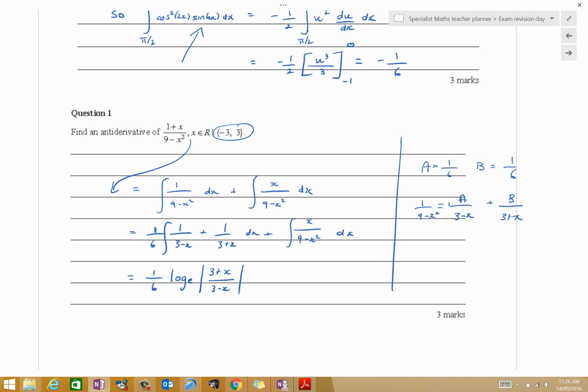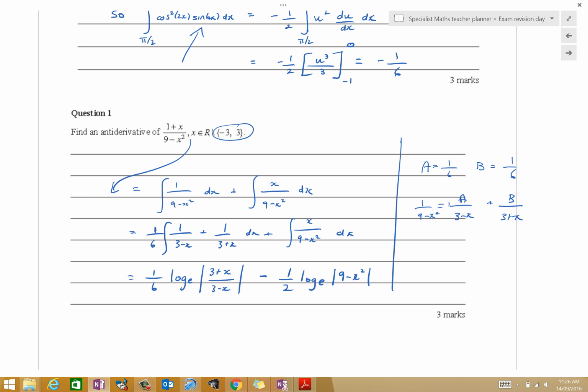Now, the second one is going to be fairly straightforward because we know that the derivative of 9 minus x squared is minus 2x, and we've got x on the top. So if I multiply that through by -1/2, then that's going to be my constant. So what we've got is this. And that's the answer.